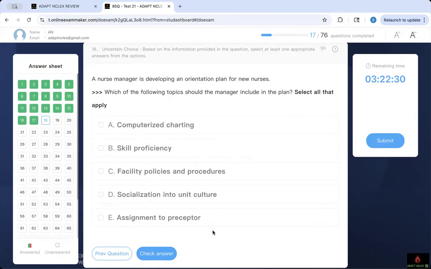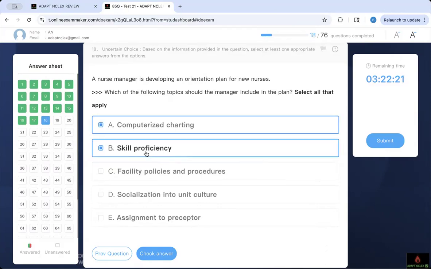Think about it. If you're a new nurse, you show up on the floor. What do you want to know to survive in the unit? You have to know how to chart. You have to be proficient. You have to know policies, what you need to do if something is happening, which procedures you should file.